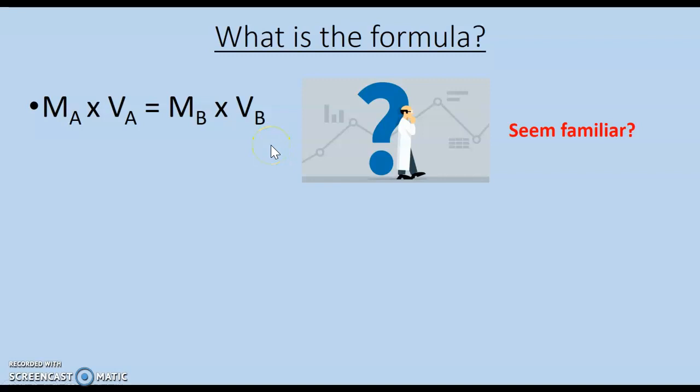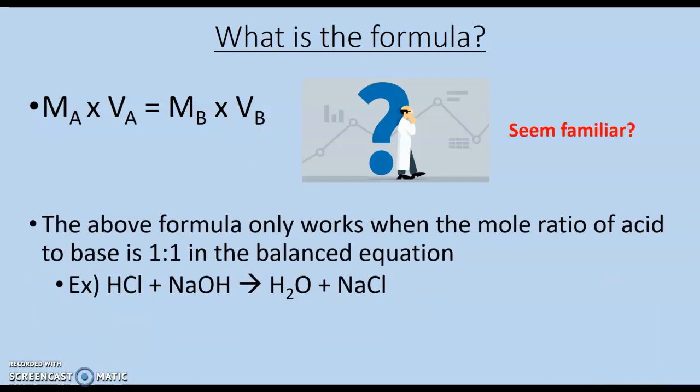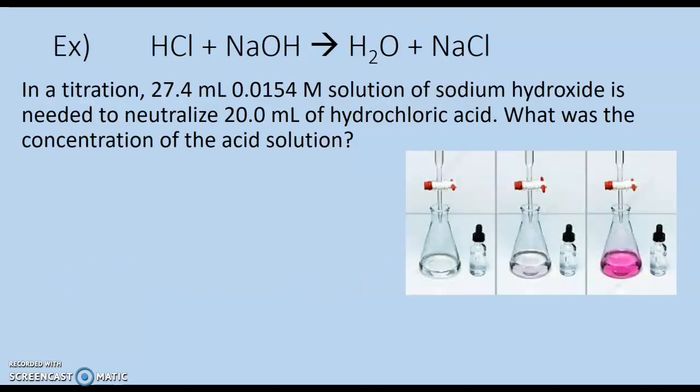One thing to note, in case you're moving on to IB, this formula only works if the mole ratio of acid to base is 1:1. Meaning, if you're looking at this equation, there's no coefficients in front. We only need 1 mole of acid to react with 1 mole of base. If there was a coefficient of 2 in front of sodium hydroxide, for example, that would just add 1 extra step in our calculation. So last thing we're going to do is a calculation together, and then you'll be done.